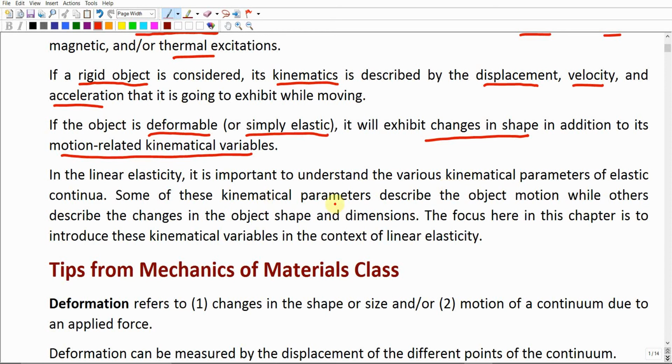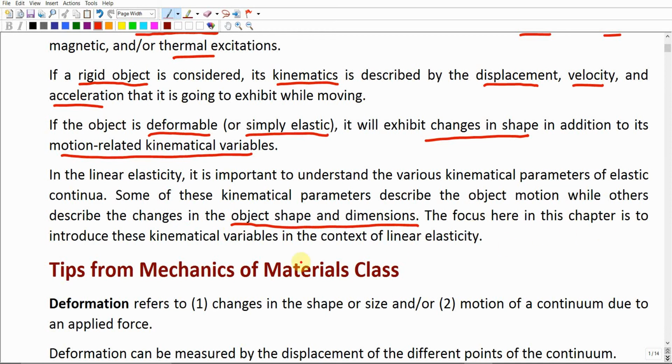These kinematical parameters include some that are related to describing the motion, how this object is already moving, like the displacement, the velocity and acceleration. And there are some other kinematical parameters that would be used for describing how severely this object is going to deform or change its shape because of the external force. So in general, there are two groups of kinematical parameters. Some kinematical parameters are related to the motion, and some others are related to the change in the shape or the size and the dimensions of the object.